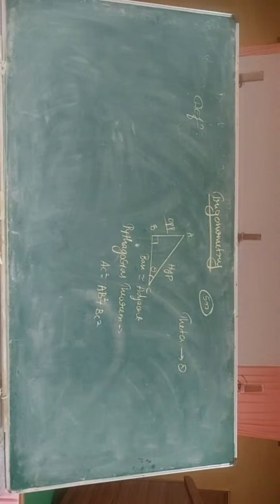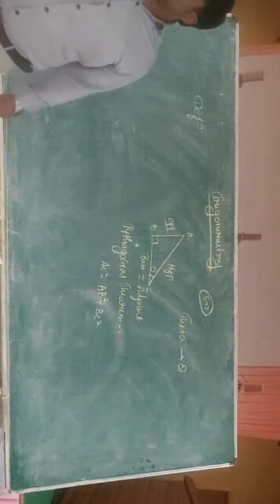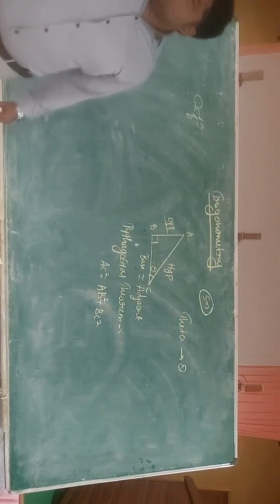In a right angle triangle, the square of hypotenuse is equal to the sum of squares of the other two sides.